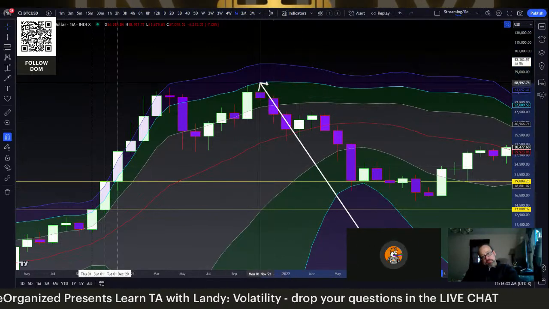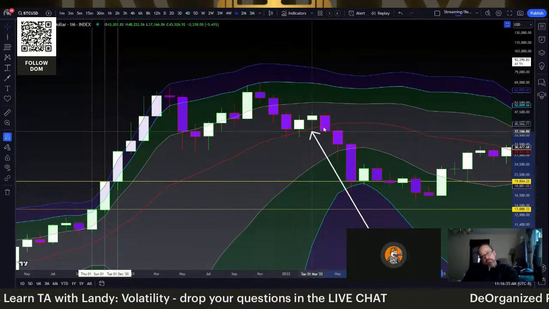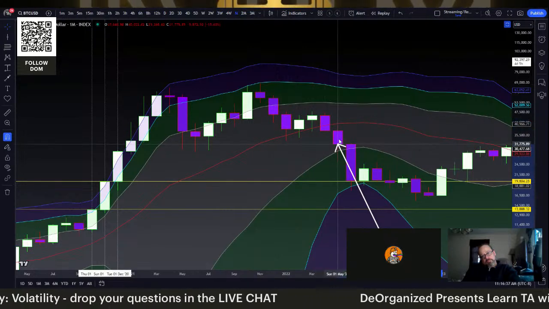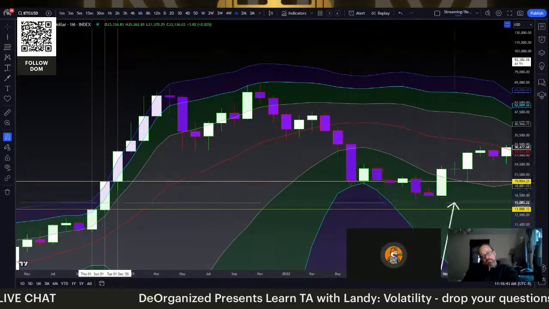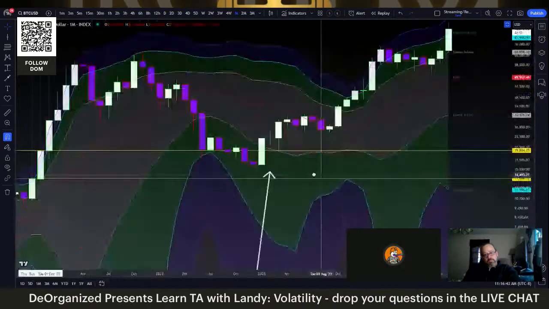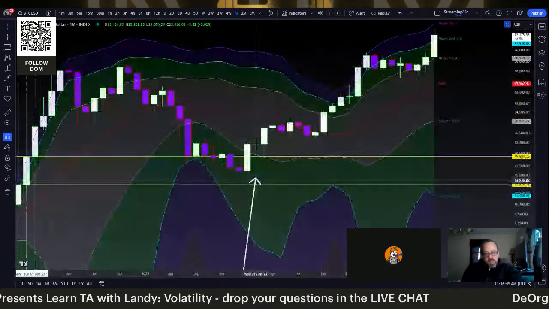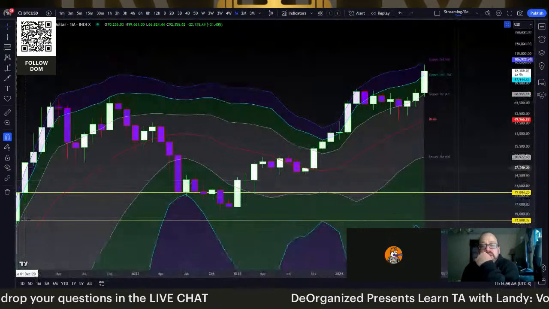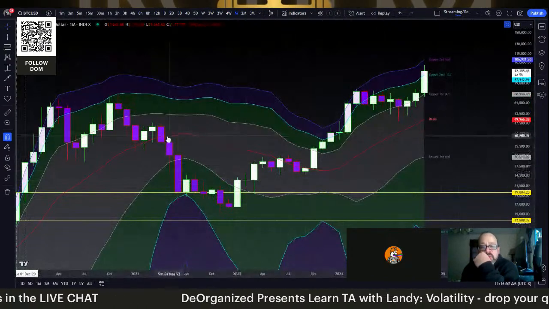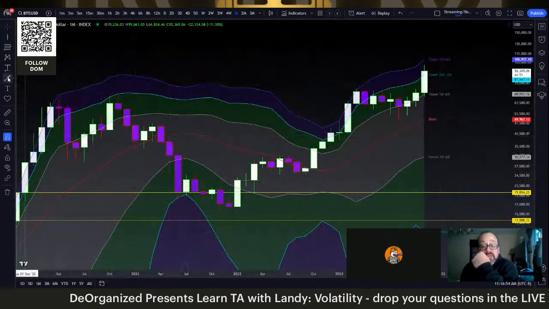And instead, we saw it mean revert back to the basis, put in a lower high, confirm that here, and then start to get actual expansion to the downside for the first time ever in Bitcoin's history on a monthly time frame. Now, this was a little scary. Expansion to the downside means that it's gone past or to past the second.